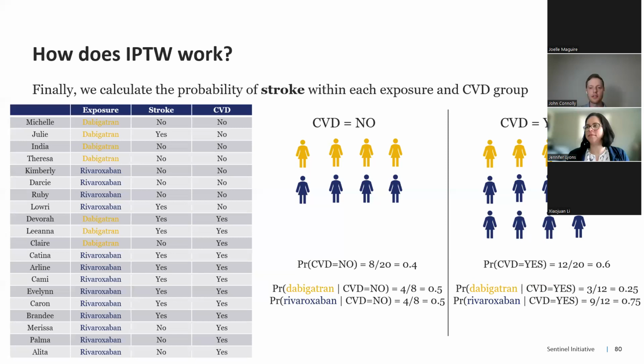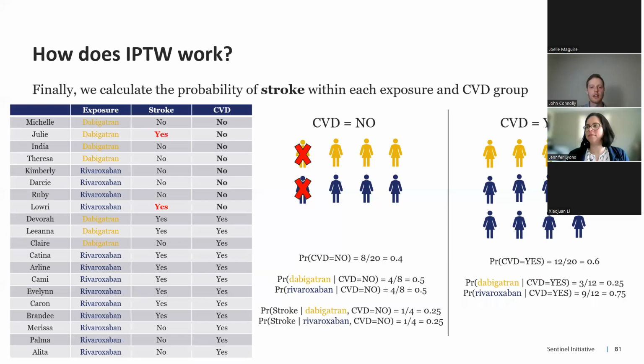Again, starting with the CVD equals no patients on the left, they're at the top of the data set. If you take a look over at the stroke column, you'll notice that 1 out of 4 dabigatran patients who don't have cardiovascular disease experience a stroke. So that conditional probability is 25%, so we'll write that down. And it's the same for the rivaroxaban patients as well. 1 out of 4 of them experience stroke.